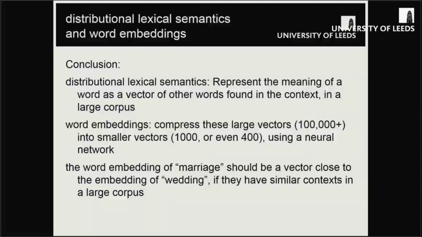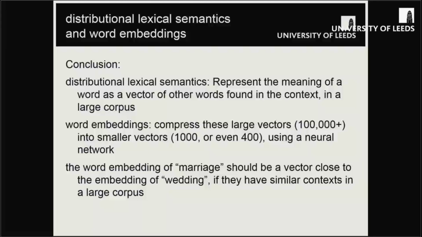Distributional lexical semantics is a way of representing the meaning of a word or a text or a document as a vector capturing the other words found in the context. So it's distributional, it depends on the distribution of a word. So you take, again, 1,000 examples of a word, look at the words around it, and the words around it capture the meaning of that word. So marriage will occur around, various other words will appear around marriage, and hopefully more or less the same sorts of words will appear around wedding. Therefore, marriage and wedding will have similar vectors.